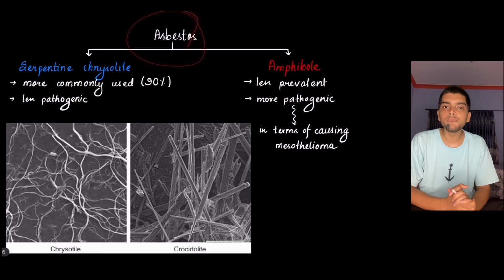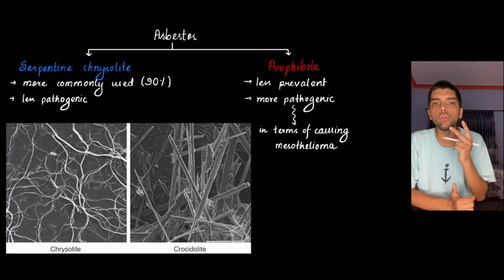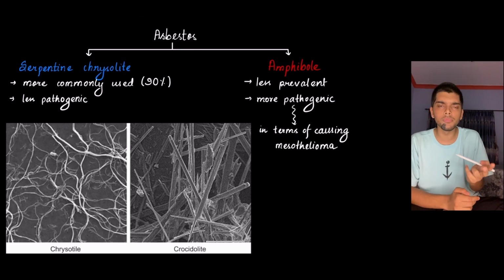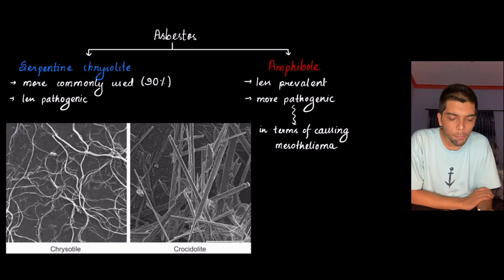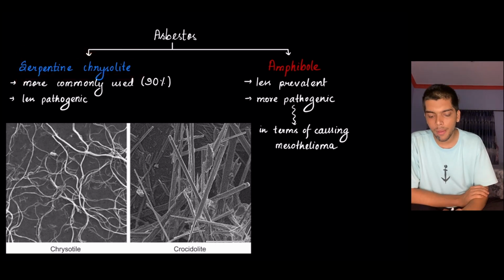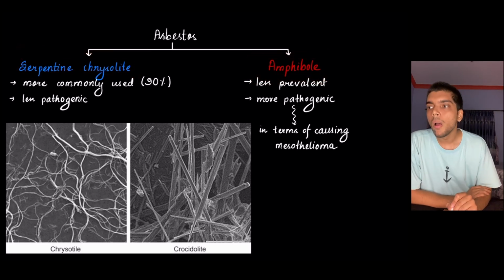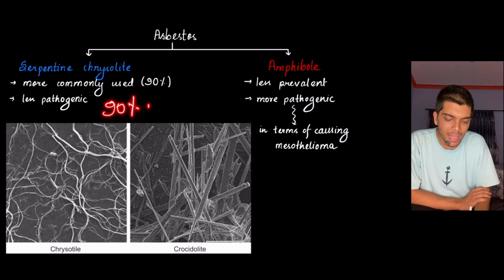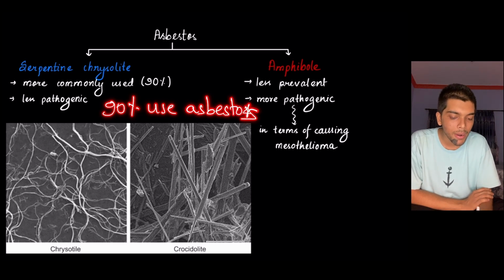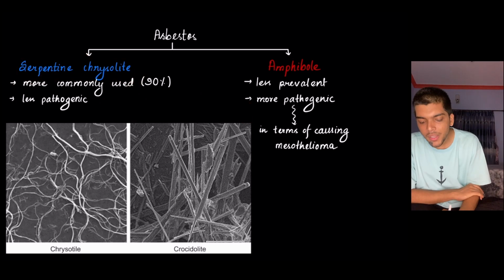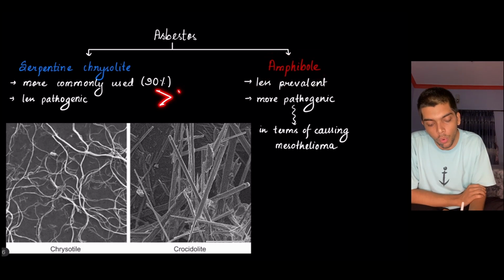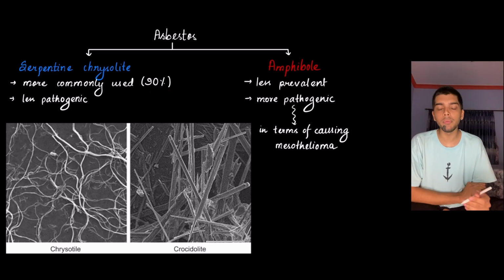Asbestos particles are present in two major forms. There are many forms, but two major ones: the serpentine chrysotile and the amphibole or crocidolite. Serpentine chrysotile is most commonly used. That is, 90% of the asbestos use taking place is of which form? The serpentine chrysotile form. Amphibole, on the other hand, is less prevalent. However, it is way more pathogenic. What do I mean by way more pathogenic?